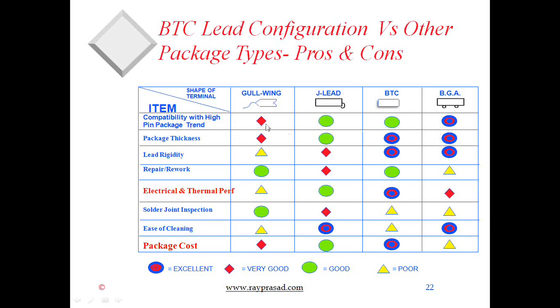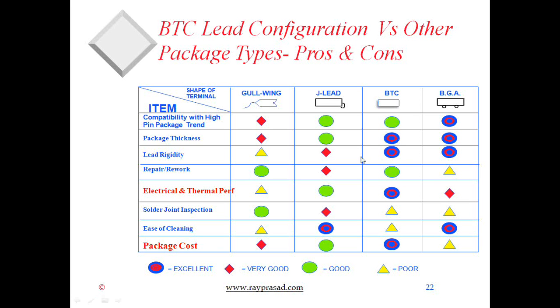So if I compare these different features of these packages, compatibility with high pin count: the Gullwing is a diamond, which is very good, but it takes you like 208 pins. J-lead about 100 pins. BTC generally used for 100 pins. BGA, you can use for 1,000, 2,000 pins, 500 pins. So it's for high pin count. Okay. Package thickness, J-lead is the thickest one. BTC and BGA very thin. As a matter of fact, the BTC is even thinner than BGA.